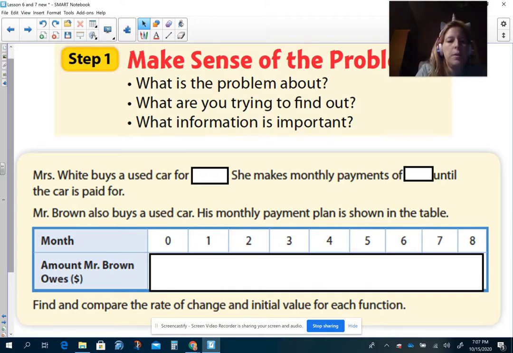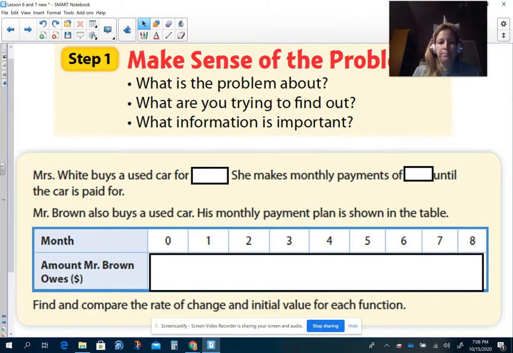Okay. Miss White buys a used car for blank. She makes monthly payments of blank until the car is paid for. Mr. Brown also buys a used car. His monthly payment plan is shown in the table. Find and compare the rate of change and initial value for each function.